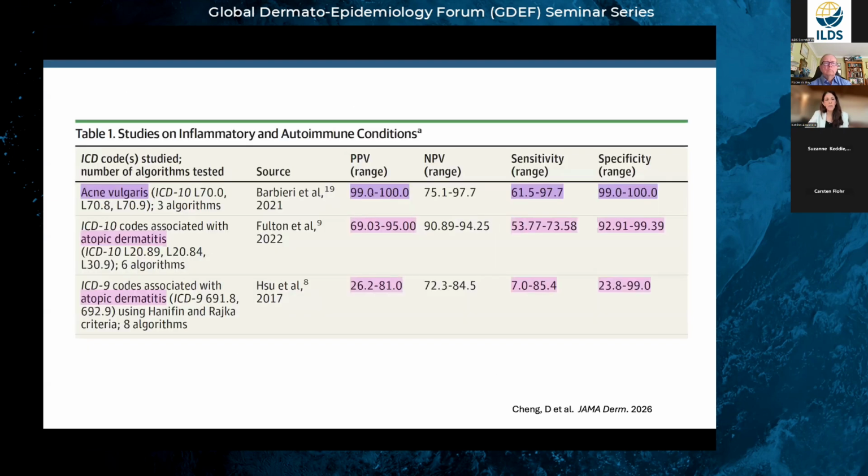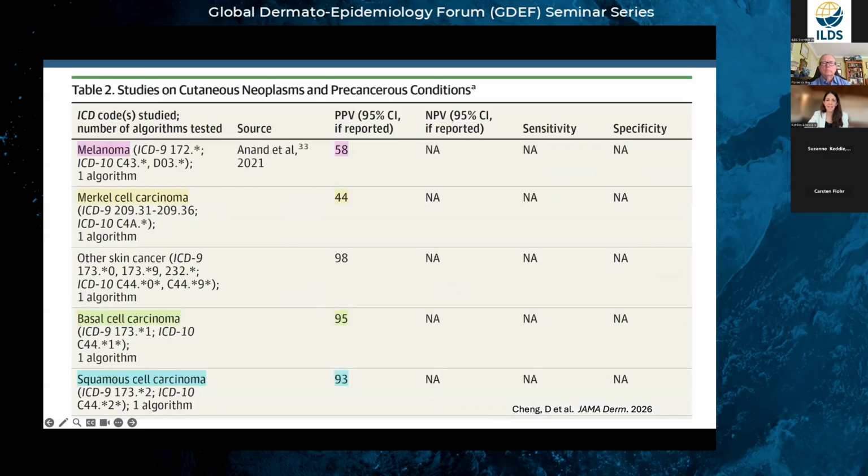So here's an example for acne. This is just one of the tables from their article. You can see here the positive predictive value. That's if the algorithm suggests a person has disease, the probability they actually have disease was very high from this one study. There was a range of sensitivity and also very high specificity. Here are some examples for cancer where they only have the positive predictive value, probably because they didn't have the denominator, only the reported cases. And you can see it varies. And again, this was one study.